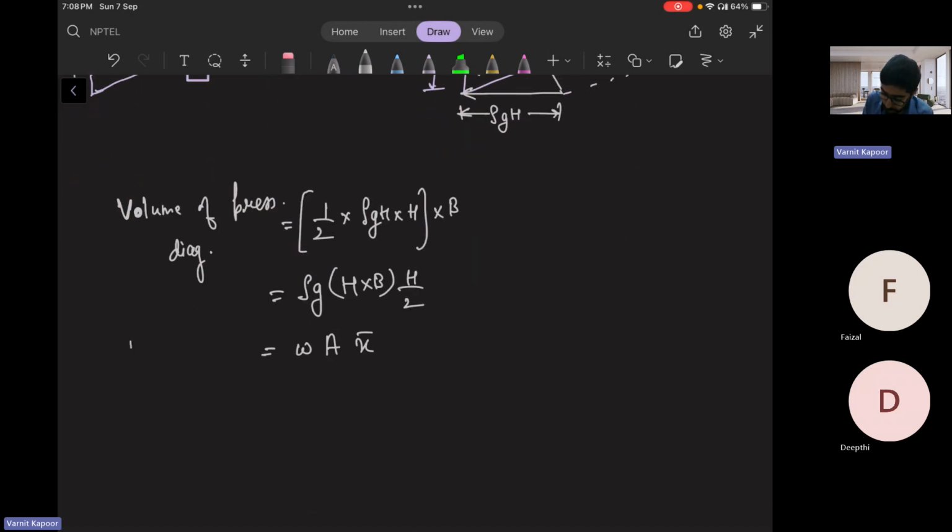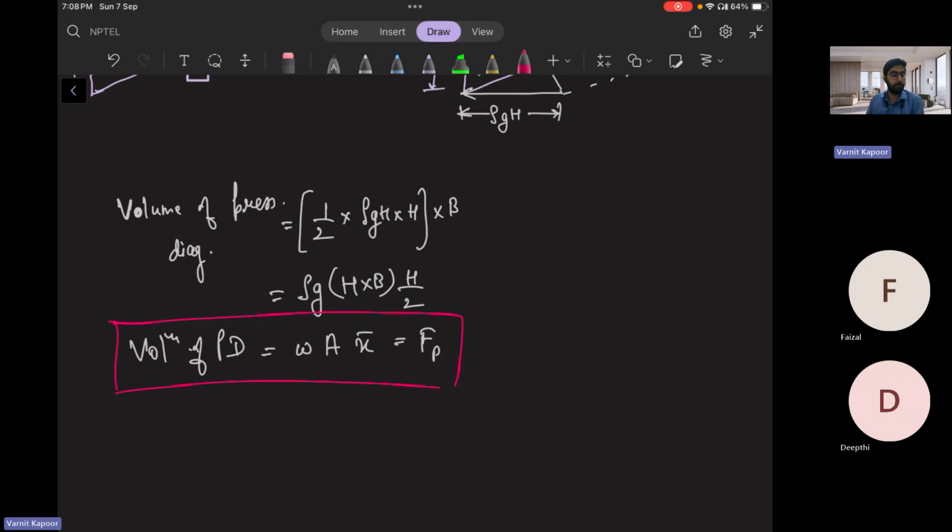So the volume of the pressure diagram is nothing but your pressure force, W A X bar.